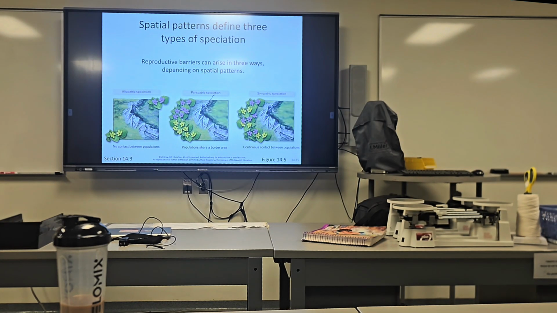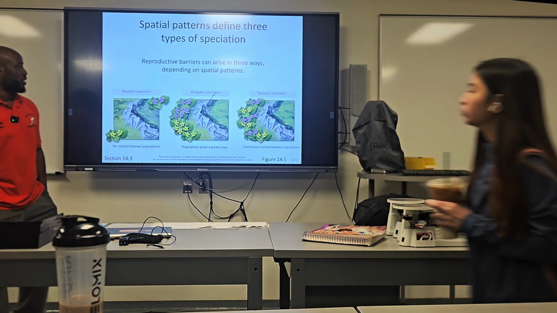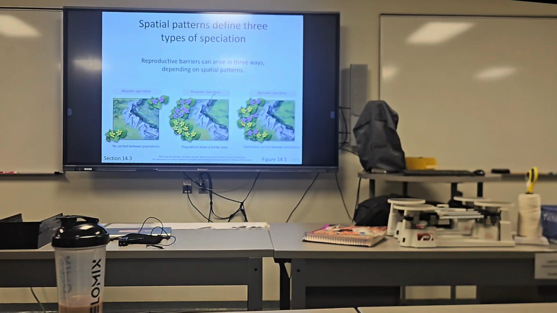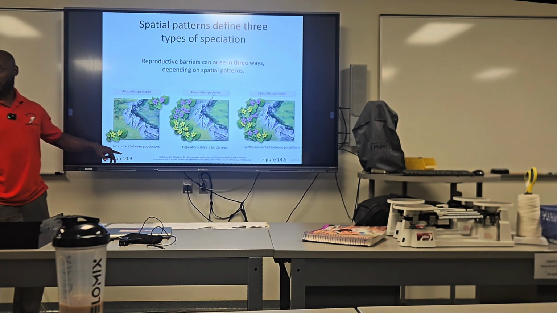Spatial patterns define three types of speciation. So reproductive barriers can arise in three ways depending on spatial patterns. Right? You can have no contact between certain populations.